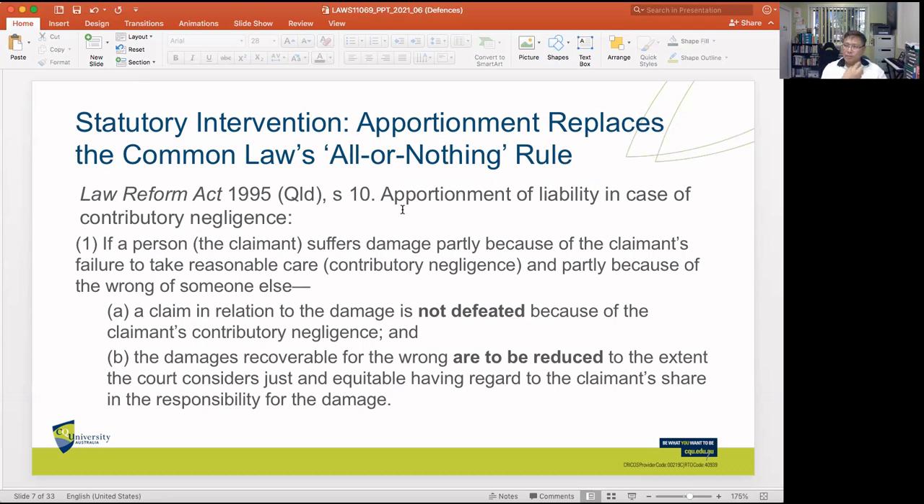So even if a plaintiff or claimant is responsible for contributory negligence, that alone will not defeat his claim for damages. Now, at the same time, under that particular provision, it says that the damages recoverable for the wrong are to be reduced to the extent the court considers just and equitable, having regard to the claimant's share in the responsibility for the damage. So there's now an attempt at apportioning the cost of the damage.